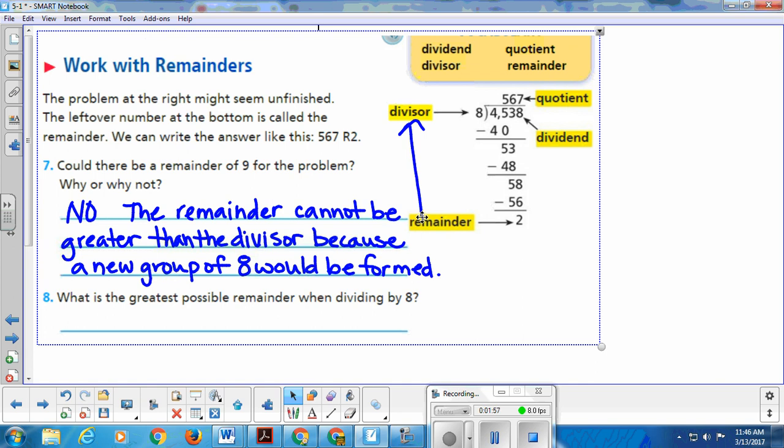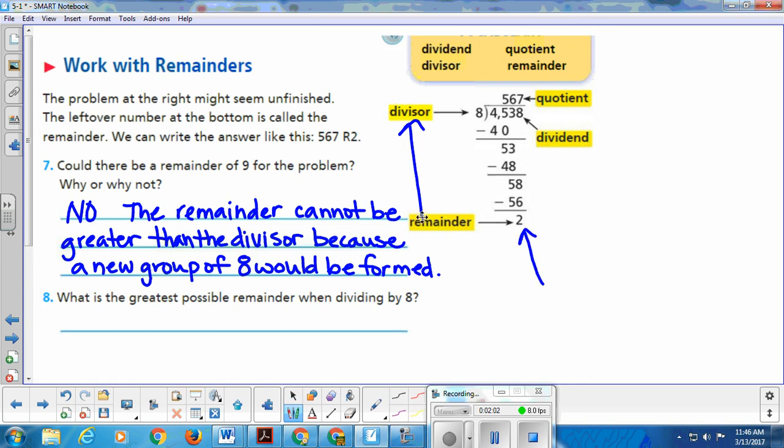So what is the greatest possible remainder for this particular division problem when dividing by 8? Oh, I think I heard you all yell it out. Yes, the greatest possible answer would be 7. So what you need to be cautious of is if your remainder is bigger than your divisor, you haven't done enough multiplying, okay?